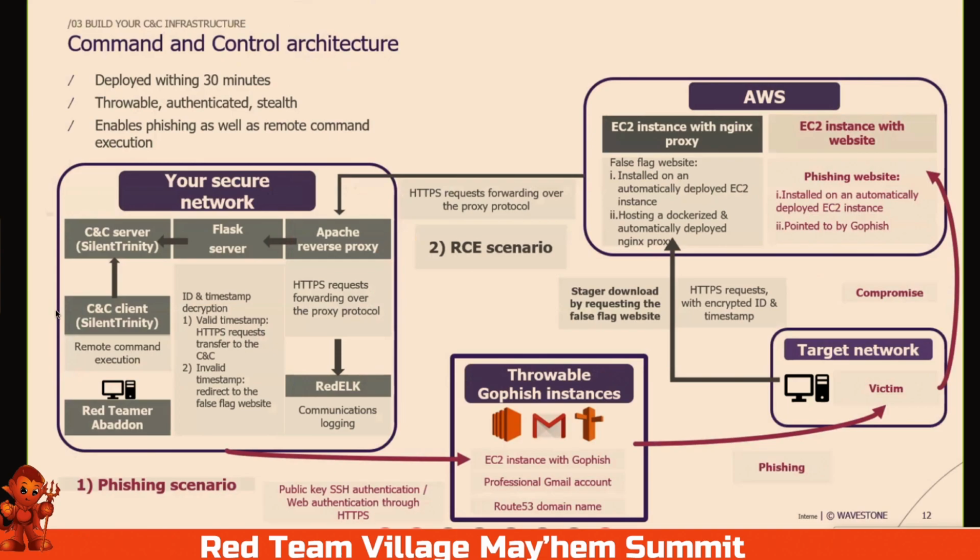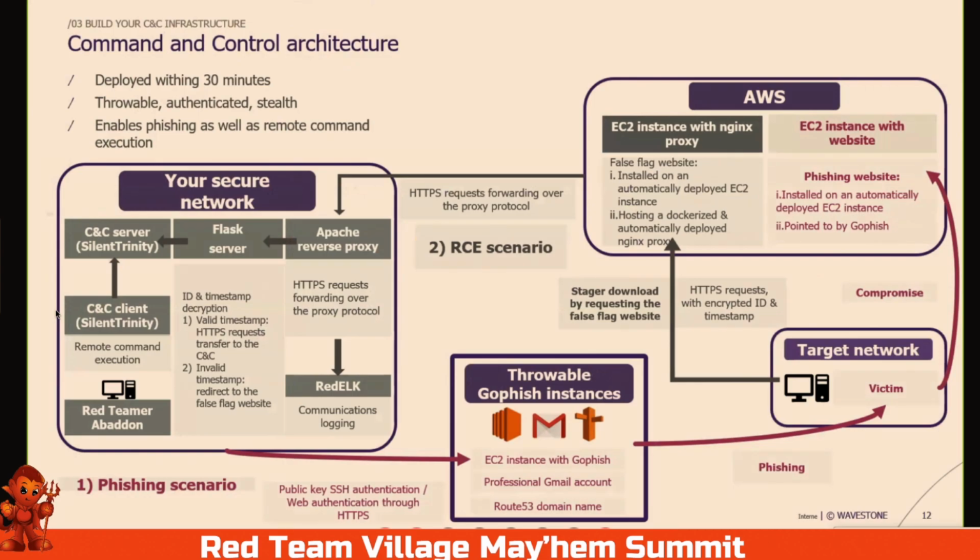This is basically the command and control architecture you will be able to build. So what is in it? Basically, in red team operations, we massively use AWS or GCP, but at the beginning of the development of Abaddon, I mainly focused on AWS. So what you can see here, on the right of the scheme, is first your target network. So you have your victim you want to reach.